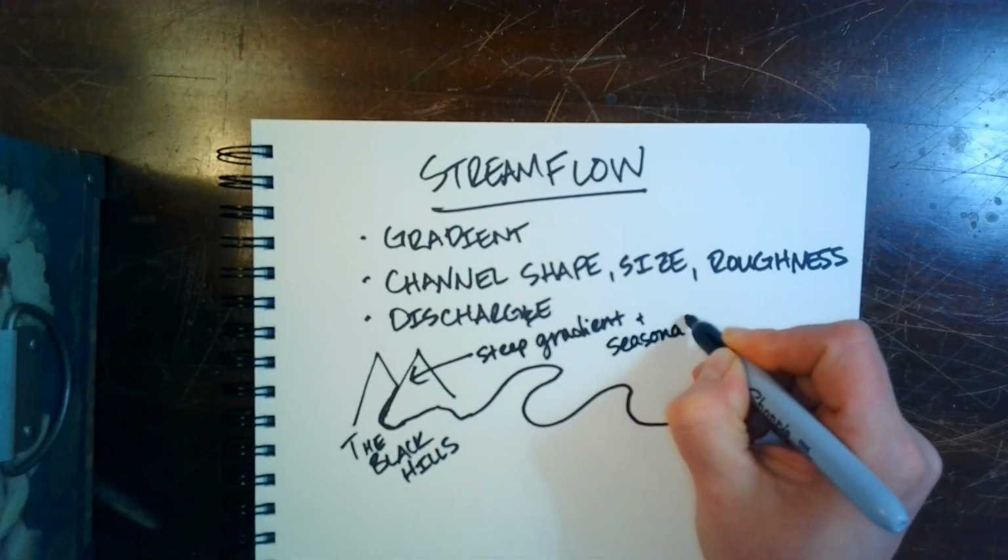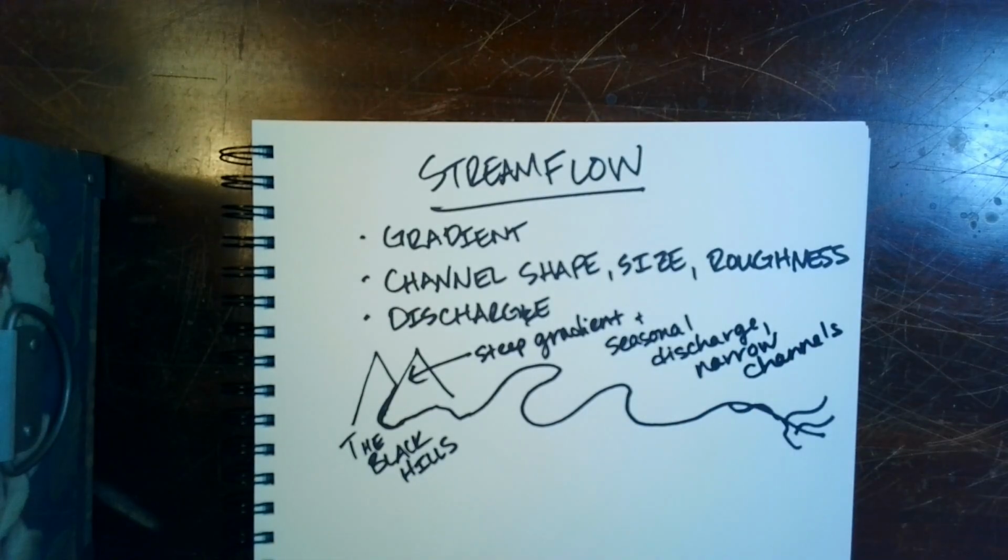As the water moves out of the Black Hills and onto the prairie, so for example, the Belle Fourche River system, the channels become wider and the gradient is much shallower. And the discharge is more regular as there is regular precipitation on the prairie.